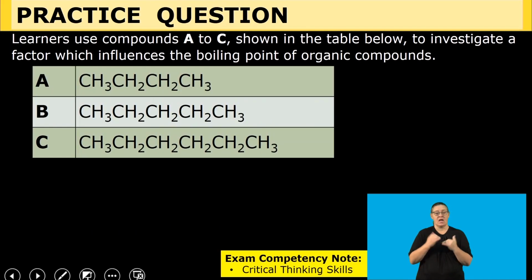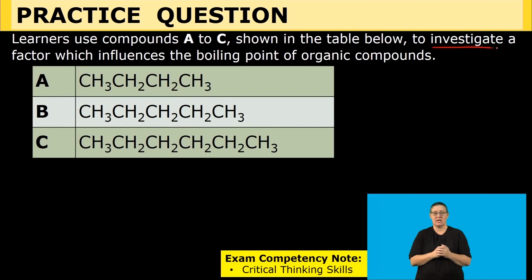Moving right along, we are now told here that learners are using compounds A to C that are shown here. They are trying to investigate a factor which influences the boiling point of organic compounds. So we have substance A, B, and C.